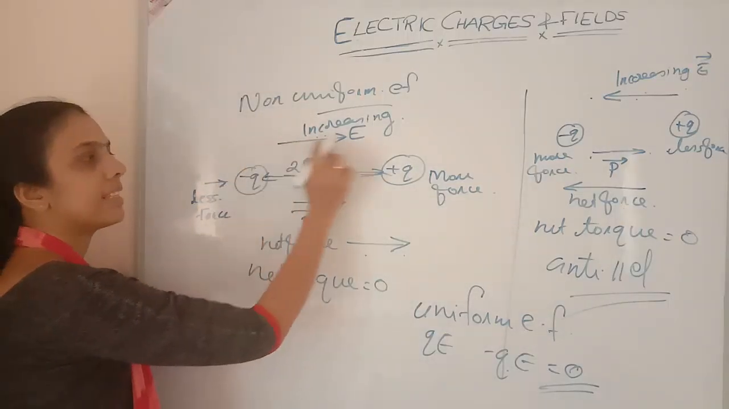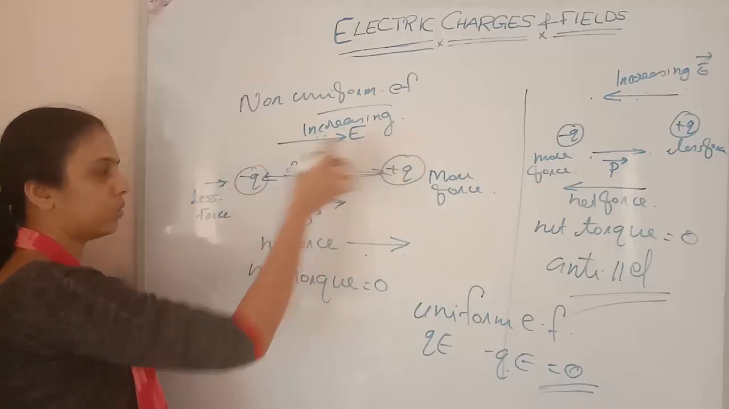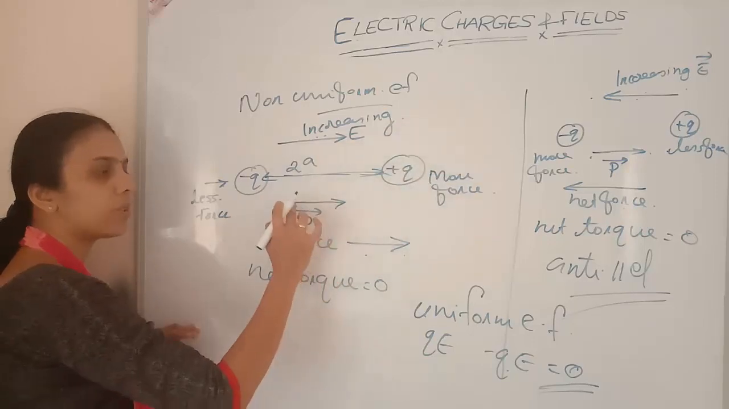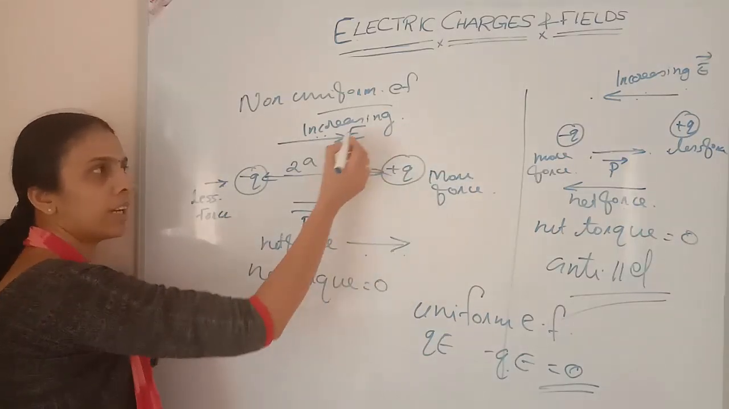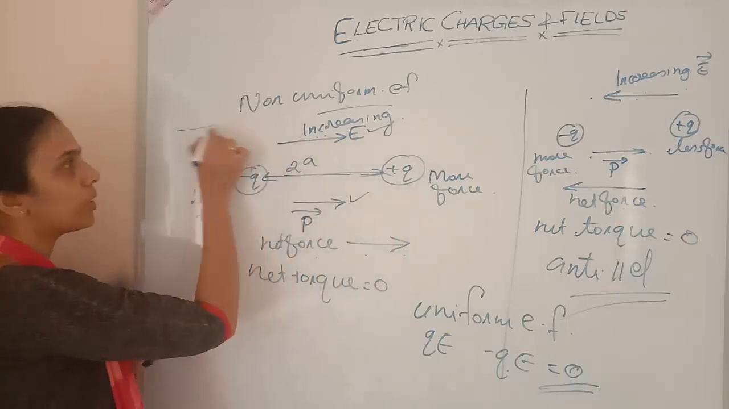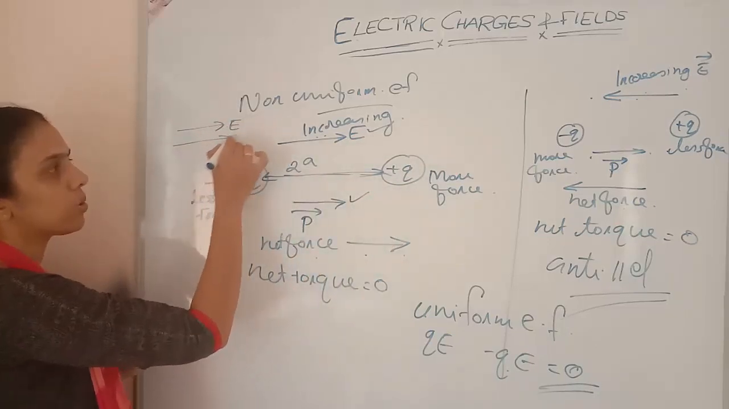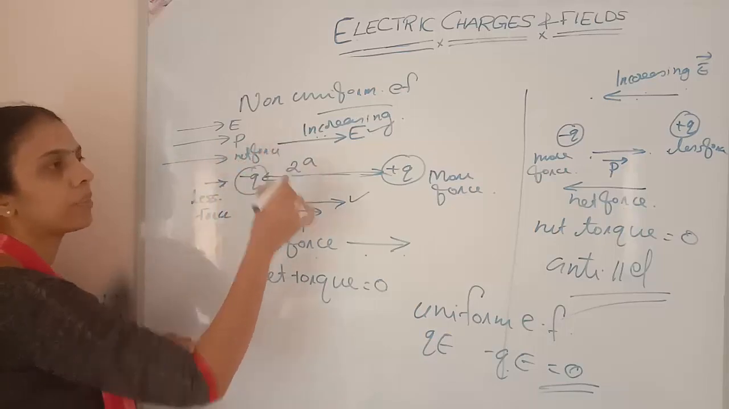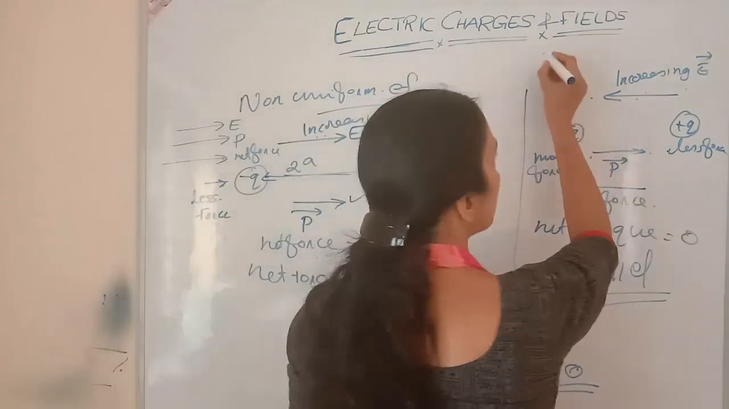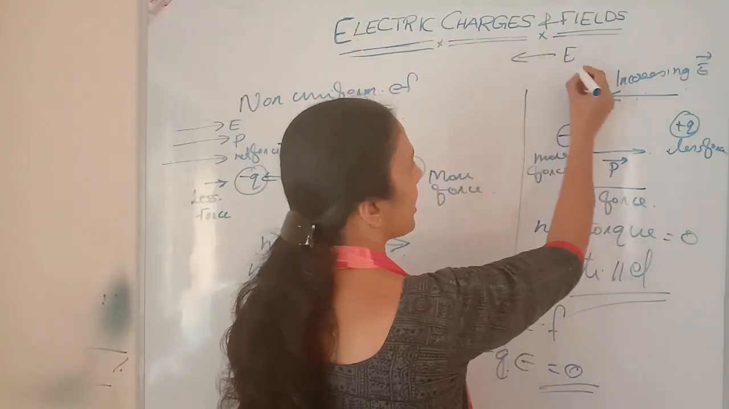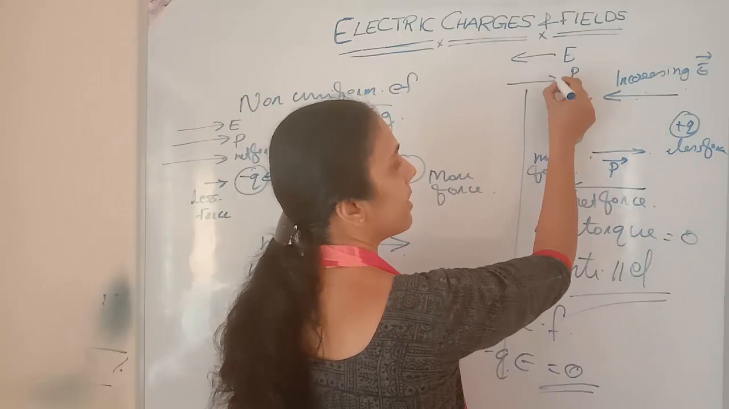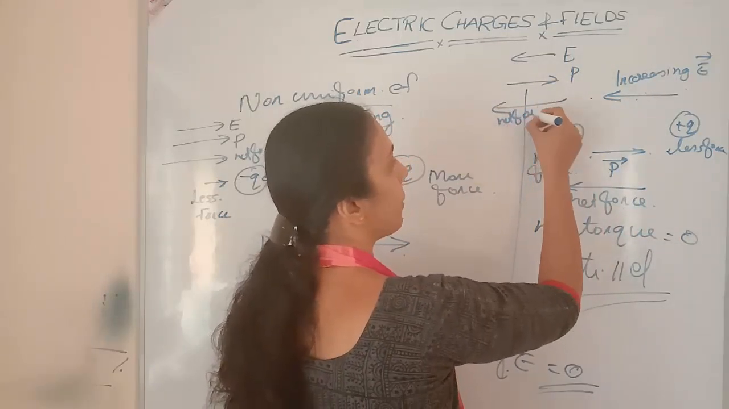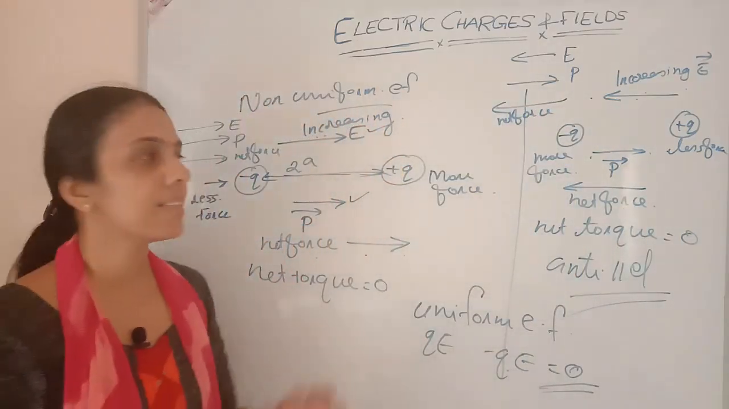My increasing electric field is from negative to positive charge. So here it is less, here it is more force. So net force will be acting in the direction of more force. E is in this direction, P also in this direction, so the net force also will be in the same direction. Now here E is acting in this direction, P is acting in this direction. Net force will be acting opposite to the direction of P. Okay, clear?